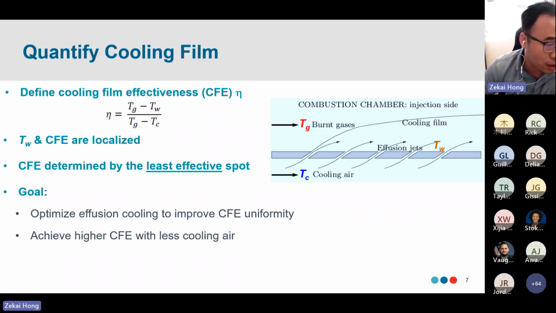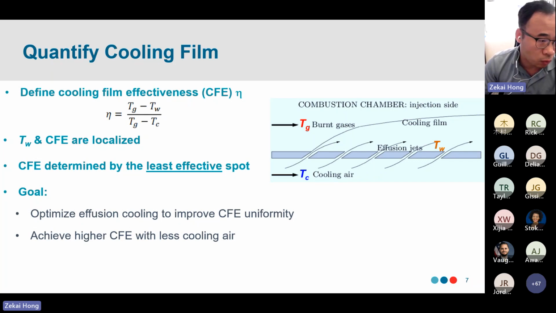One thing I want to point out is that the wall temperature, as well as CFE, are localized. And from a gas turbine combustor perspective, the lowest point of CFE determines the amount of cooling air that we have to use, or determines the life of the combustion liner.